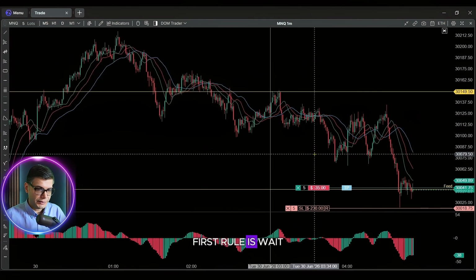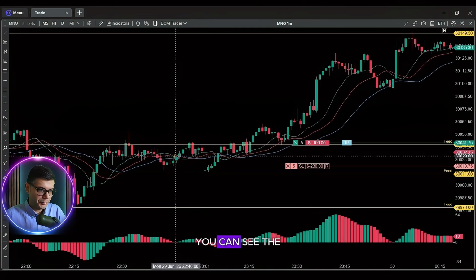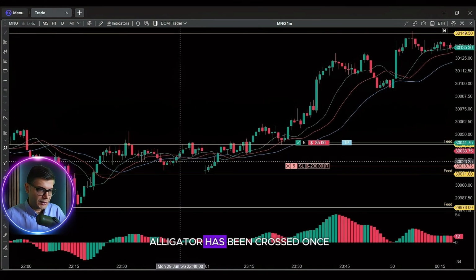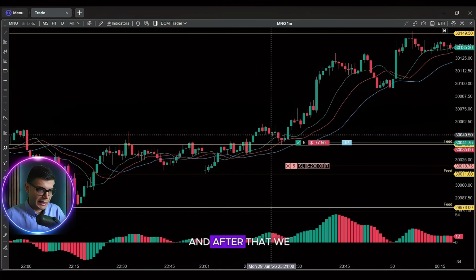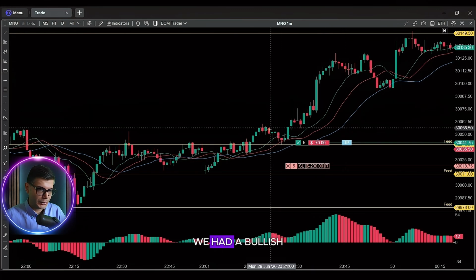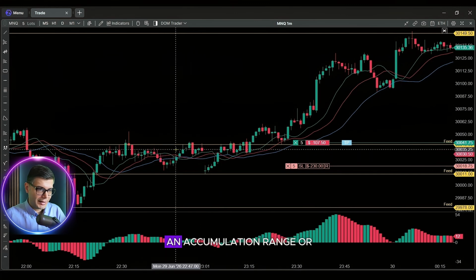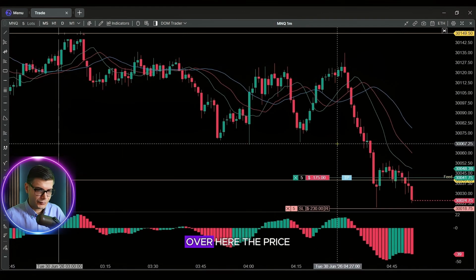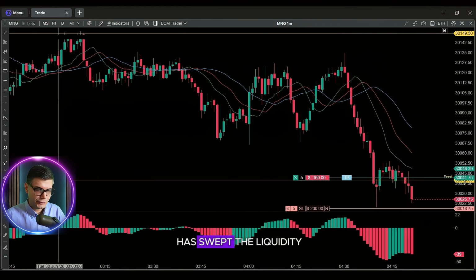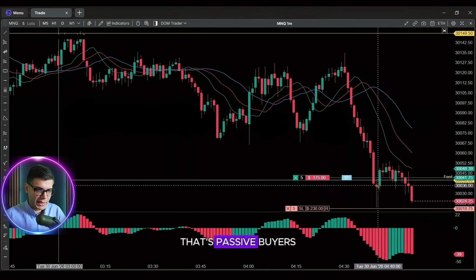First rule is wait for a liquidity sweep which happened below this low. You can see the alligator has been crossed once, twice, and 3 times. And after that, we had a leg up. We had a bullish run. There was a rally. Therefore, this is now an accumulation range or accumulation area. Over here, the price has swept the liquidity below $30,041, made a hammer. We have a tail, that's passive buyers.